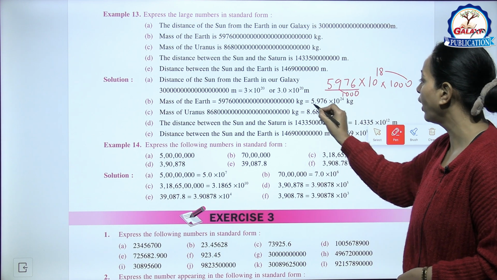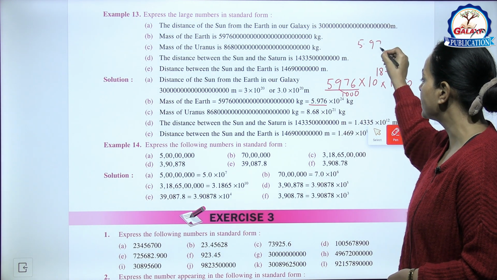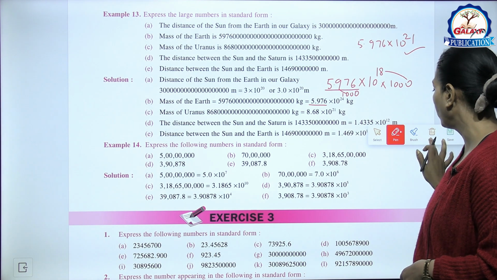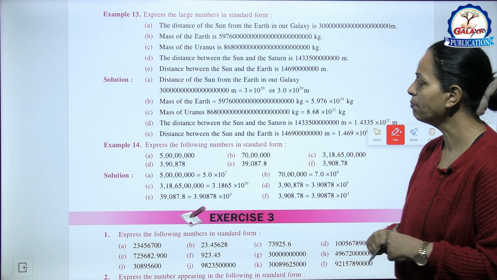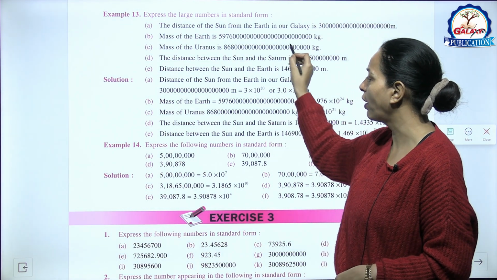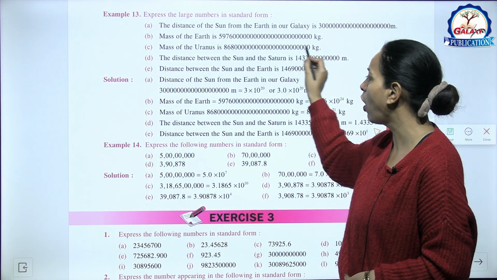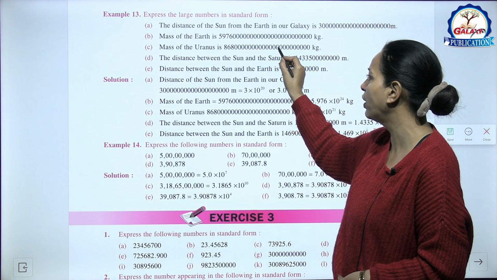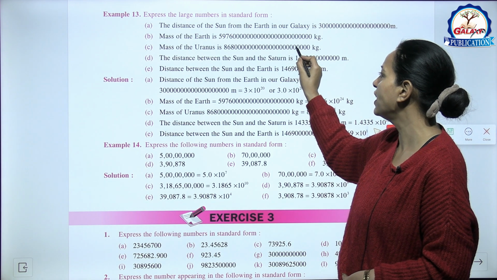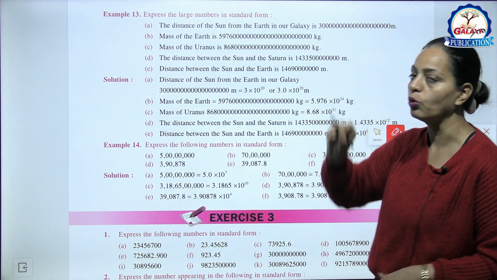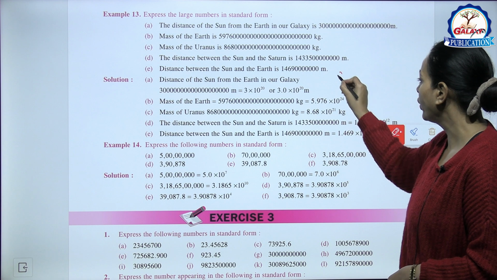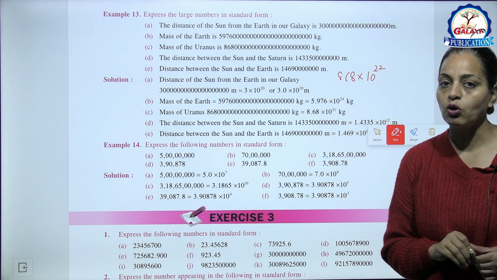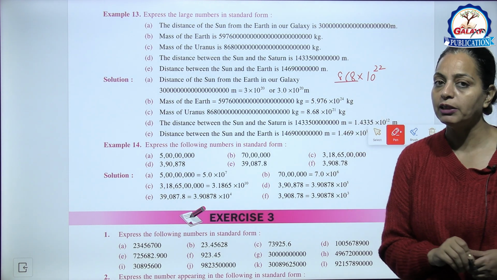So what we are getting? 5.976 into 10 raised to the power 21, right? I hope this is clear to you. Now the C part, mass of the Uranus is this one. So here 868 and how many zeros? 1, 2, 3, 4, 5, 6, 7, 8, 9, 10, 11, 12, 13, 14, 15, 16, 17, 18, 19, 20, 21, 22. So we have 22 zeros. So we can write 868 into 10 raised to the power 22. But this is not the standard form because this number is not lying between 1 and 10.